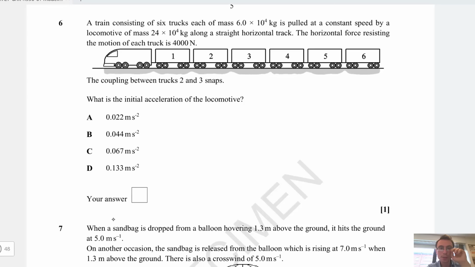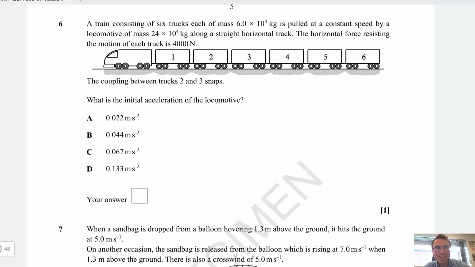Okay, next one, we've got a train consisting of 6 trucks, each of mass 6 times 10 to the power 4. It's pulled at constant speed by a locomotive along a straight track. The horizontal force resisting the motion of each truck is 4,000 newtons. The coupling between trucks 2 and 3 snaps. What is the initial acceleration? Question 6, I really like this one. We've got a train consisting of 6 trucks, each of them with a mass of 6 times 10 to the power 4, pulled at a constant speed by a locomotive of mass 24 times 10 to the power 4. The horizontal force acting against the motion of each truck is 4,000 newtons. The coupling between trucks 2 and 3 snaps eventually.